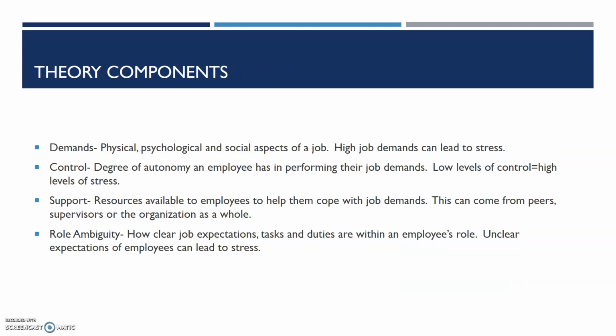So some theory components. First, you have the demands, whether it be physical, psychological, or a social aspect of a job. High job demands can lead to stress, and then the control the employee has over their job. So the degree of autonomy an employee has in performing their job demands. Low levels of control do equal high levels of stress. Support. Resources available to employees to help them cope with job demands. This can come from peers, supervisors, or the organization as a whole. And then some role ambiguity, how clear job expectations, tasks, and duties are within an employee's role. Unclear expectations of employees can lead to stress.